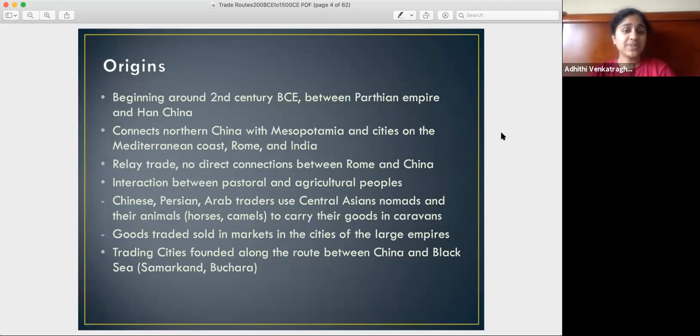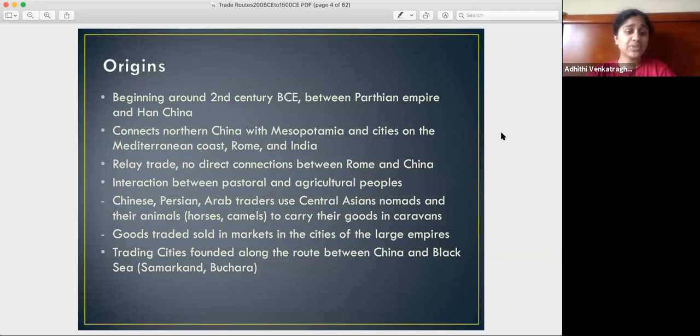So the origins. Beginning in around 2nd century BC, between the Parthian Empire and Han China was when the Silk Road began. It connected northern China with Mesopotamia, so if you remember, Mesopotamia is around the Middle Eastern area, Middle East, India, and cities on the Mediterranean coast like Rome and India.